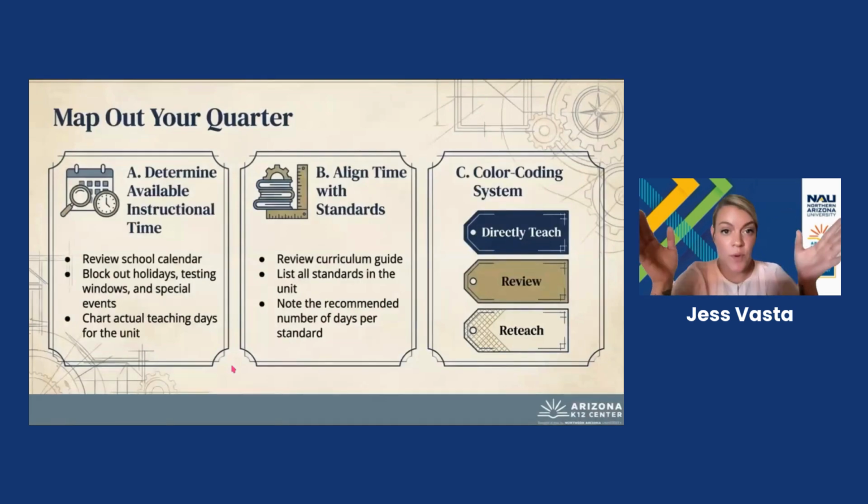So we're going to map out your quarter. I'm going to give you the overview of what mapping out looks like, and then we're going to walk through what it physically and visually looks like. So firstly, you're going to determine your available instructional time. You're going to review your school calendar, block out holidays, testing windows, and special events.